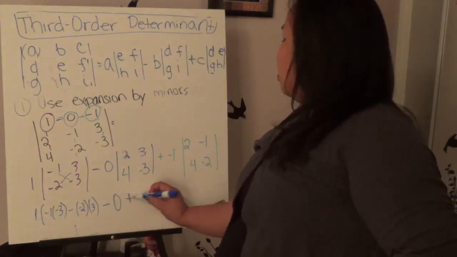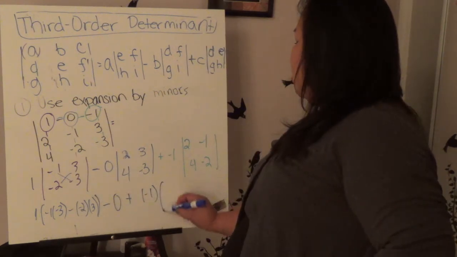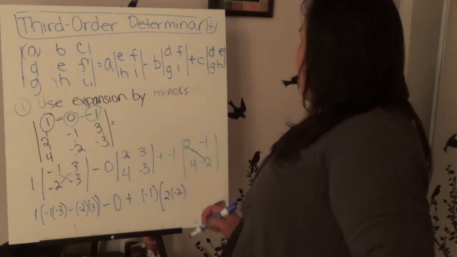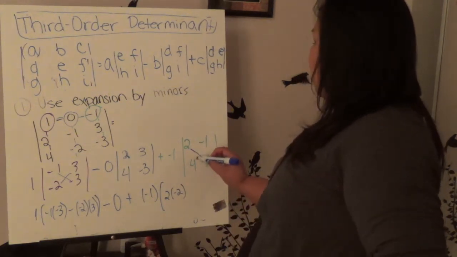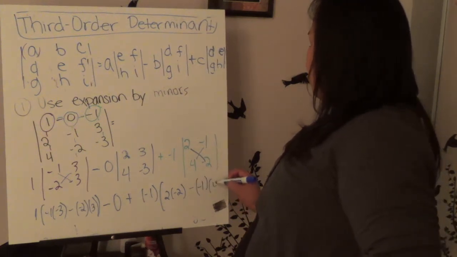And on this one, it's going to be -1 multiplied by the determinant of this: 2 times -2, and then minus -1 times 4.